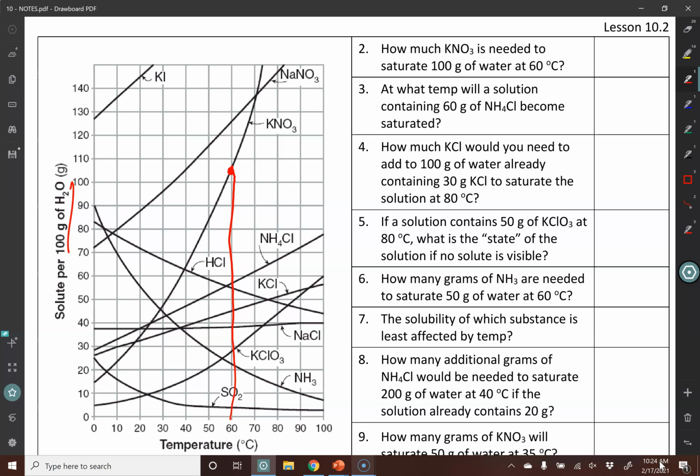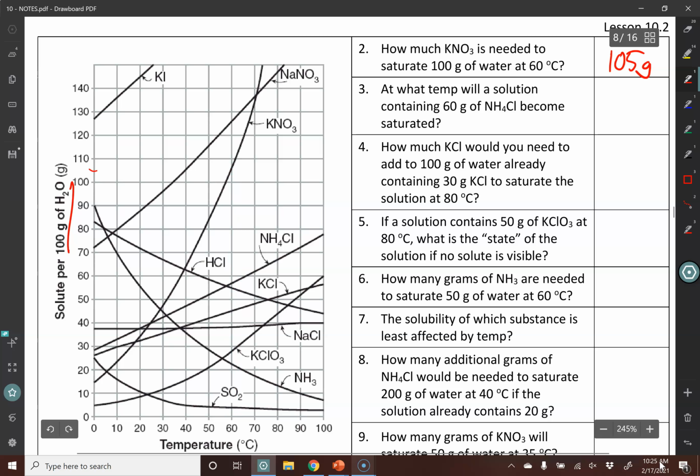So, at about that point is where I hit the line. Trace across, somewhere between 100 and 110. Looks like it's pretty close to the middle, so I would call this 105 grams of KNO3. If you see it as like 104 or 106 grams, that is plenty close enough. These often show up as multiple choice questions, and they're not just separated by 1 single gram.